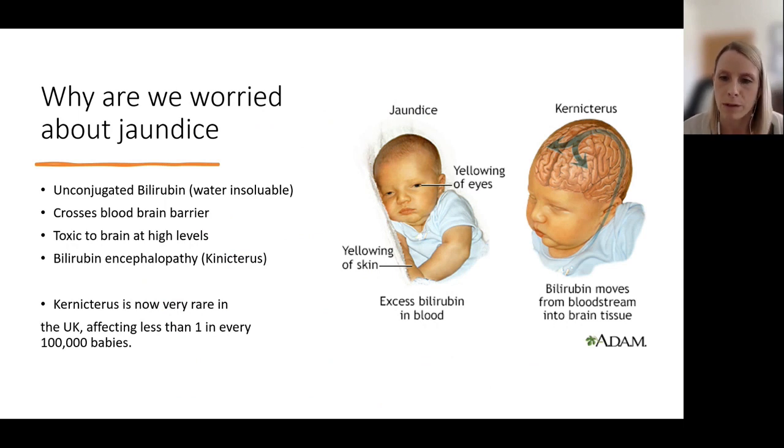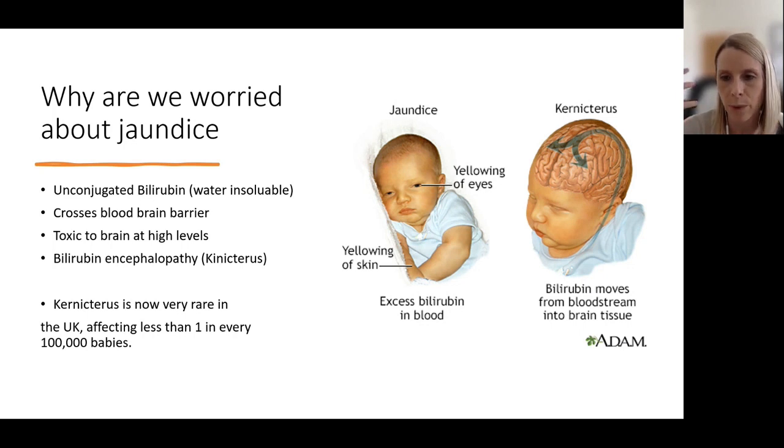So why do we worry about jaundice? Why does it matter that these babies have very high levels of bilirubin? Well, we worry about it because it can cause permanent brain damage and even death to these babies. The jaundice that is caused by the breakdown of red blood cells is an unconjugated bilirubin, it's water insoluble, it's bound to albumin, and it can cross the blood-brain barrier. And when it crosses the blood-brain barrier at high levels, it can deposit within the brain, and it's toxic to the brain. It causes permanent damage and leads to an encephalopathy and a disease process called kernicterus.